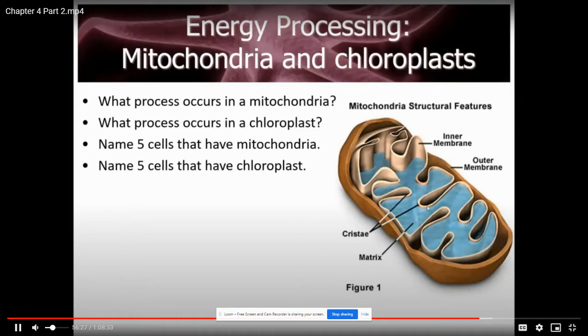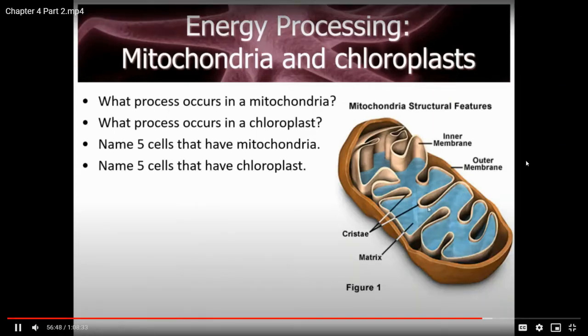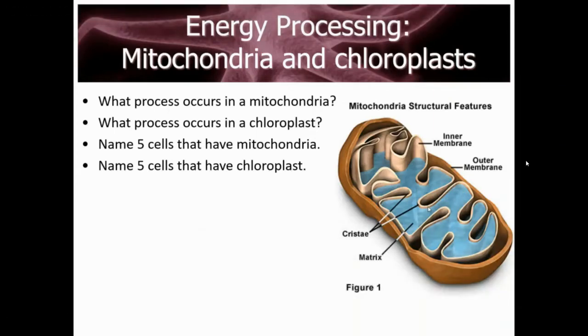Okay, so what happens inside a mitochondria? Anybody know? Okay, this is where we do ATP synthesis. Like you learned in high school, it means powerhouse of the cell. This is where cellular respiration and ATP synthesis occur. All right. What about chloroplast? What happens inside a chloroplast? Anybody know? That's where photosynthesis occurs, exactly.